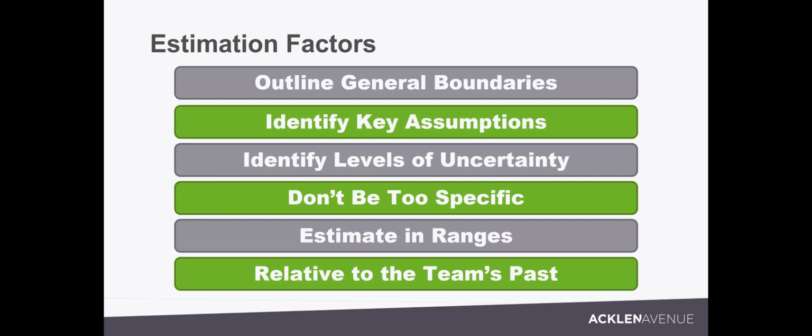I don't try to be too specific, because if you try to be too specific, people will take it and say, ooh, that's set, that's more accurate. It conveys a sense of accuracy that's not really there. I always estimate in ranges, and it's always relative to the team's past.